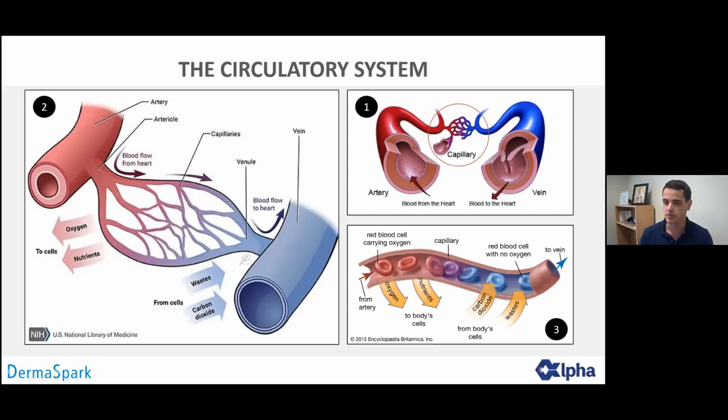Another thing that I want you to pay attention to is that the walls of the capillaries are also very, very thin. They are made of a single layer of endothelial cells. Endothelial cells, these are the cells that make the tubes of any blood vessel in the body, including arteries, including veins.